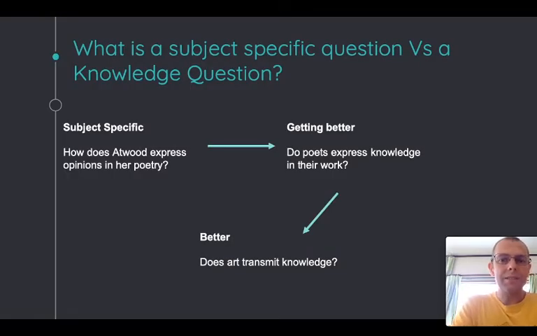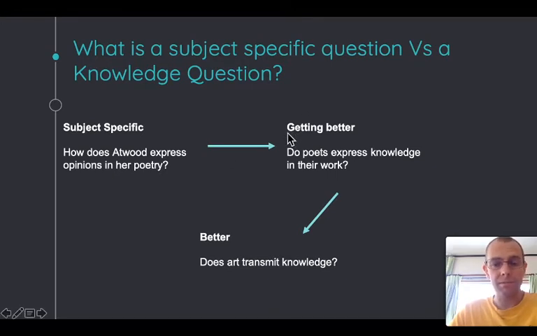So one of the key first steps is to make sure that we're not making a subject-specific question. We want to make sure that our questions are about the construction or the communication of knowledge. So here's an example of a subject-specific question. How does Atwood express opinions in her poetry? So we're very firmly in the literature subject area.